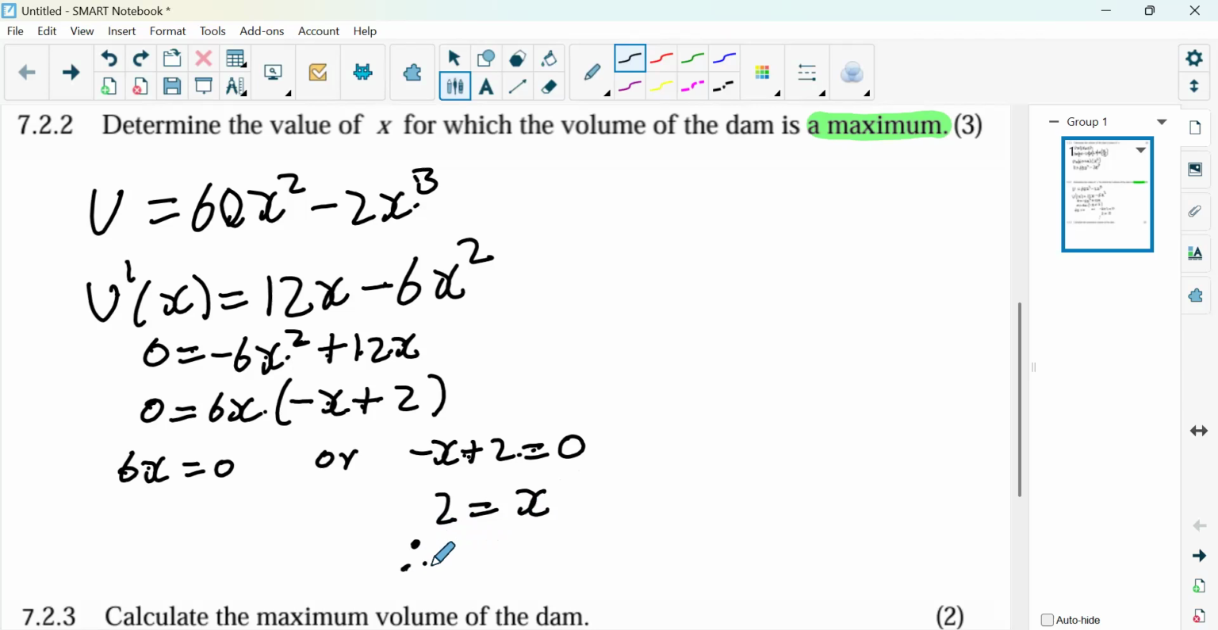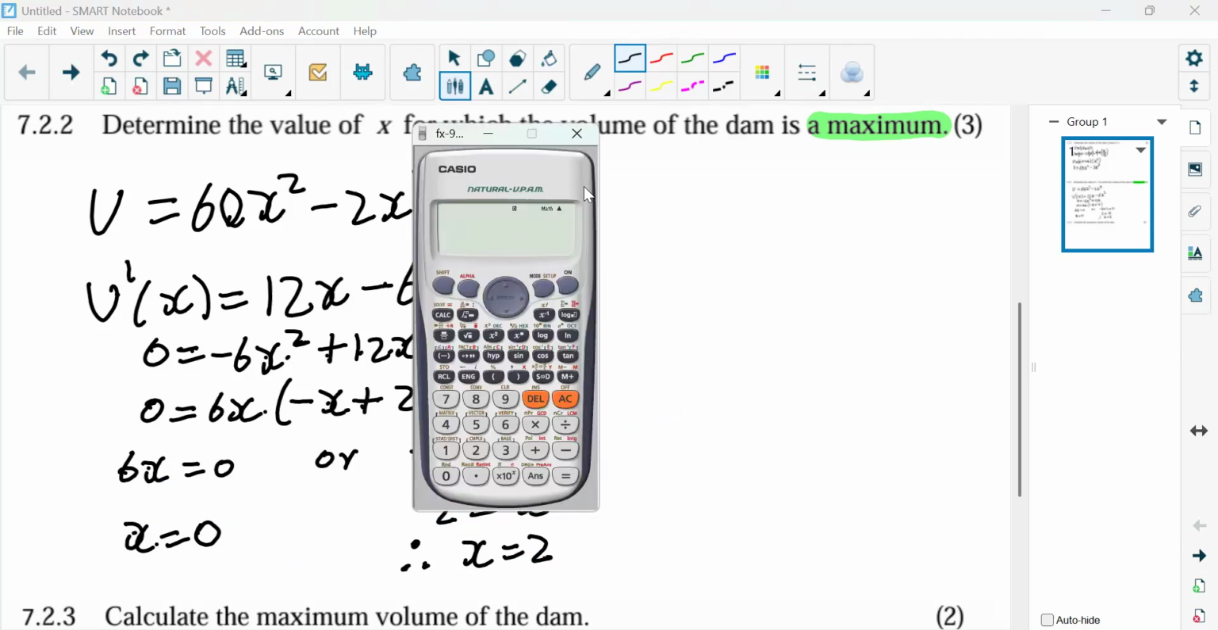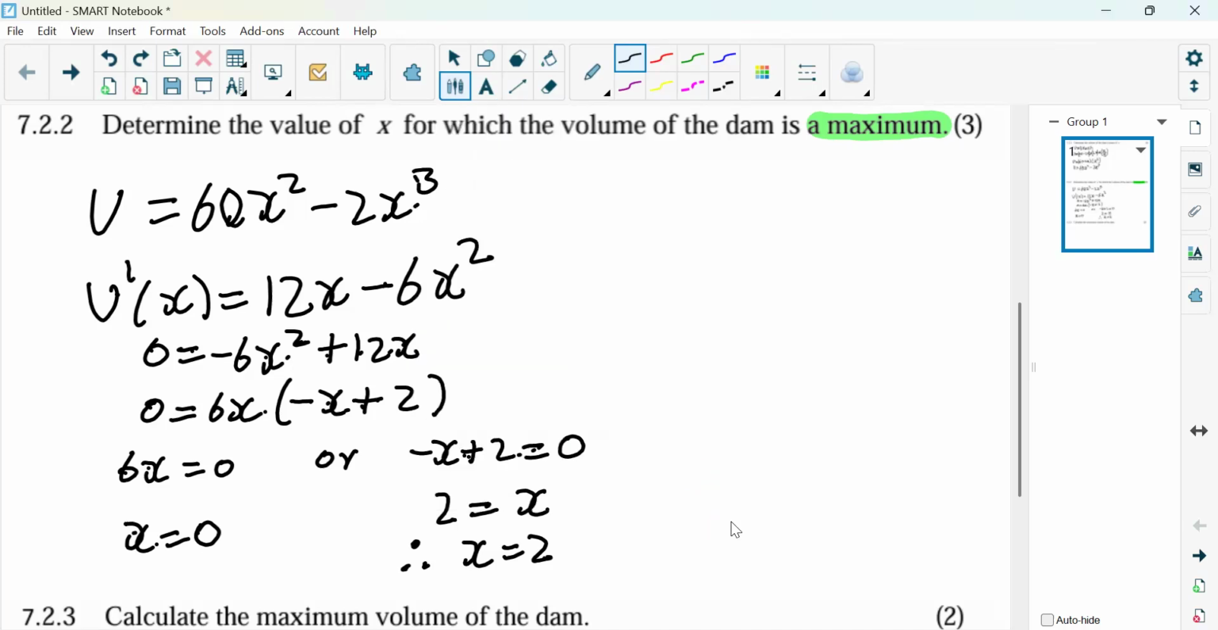Now, remember what we're trying to do here? We're trying to get the volume to be a maximum. Let's read the question. It says determine the value of x for which the volume of the term is a maximum. We want to know which one between the two of them is going to make this a maximum. It can either be 0 or it can be 2. I think we can take this solution and put it in our senior marker.